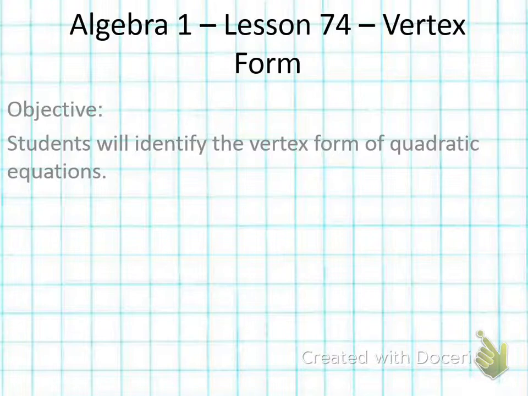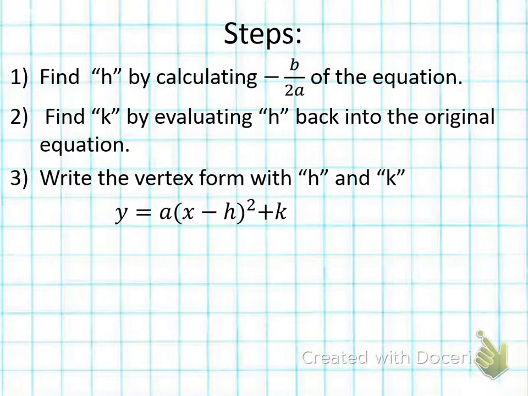This way is a lot easier to graph also. So, here we go. So, vertex form. Here are the steps for today. Find h by calculating the following. Find k by plugging h back into the original equation, and write the vertex form with h and k as follows. Okay, so we have that written down up here. If you're on the video, pause. I'll show you how to do a couple of them. It's pretty easy. We've done this concept before, we just haven't rewritten it.